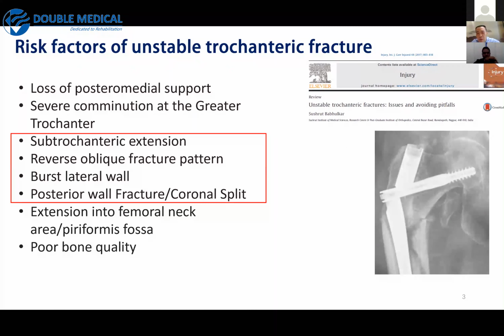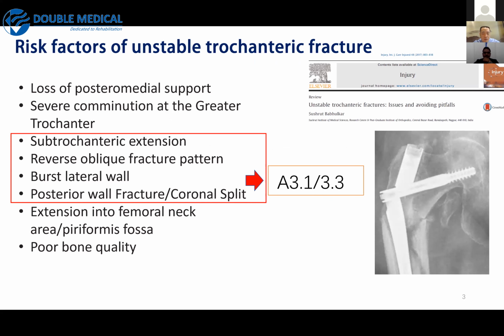This is a paper review from Injury in 2007. They list 8 points of risk factors for unstable trochanteric fracture failure. We found that there are 4 points that talk about the A3 fracture: subtrochanteric extension, reverse oblique fracture patterns, burst lateral wall, posterior wall fracture, and coronal split. They belong to the A3 fractures.